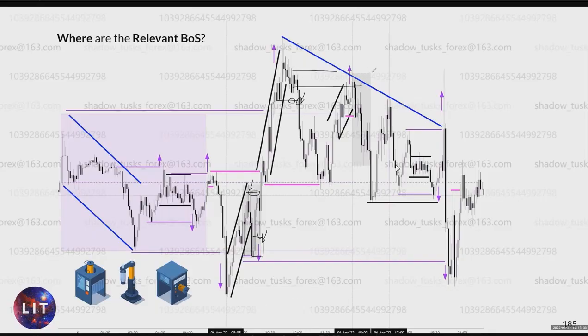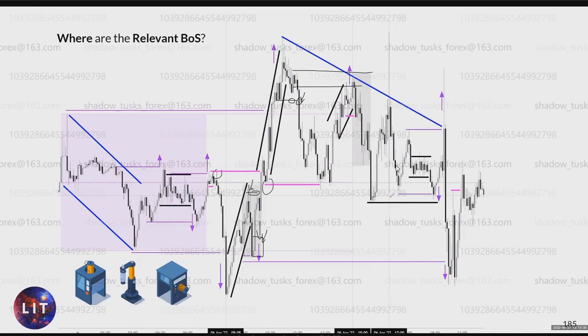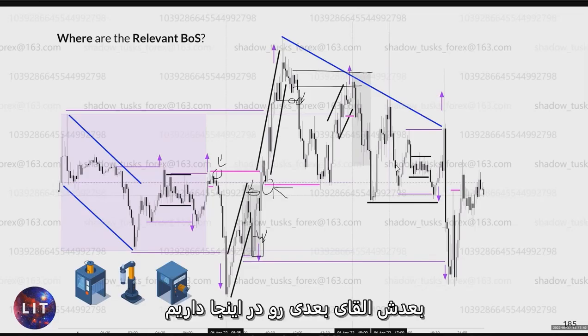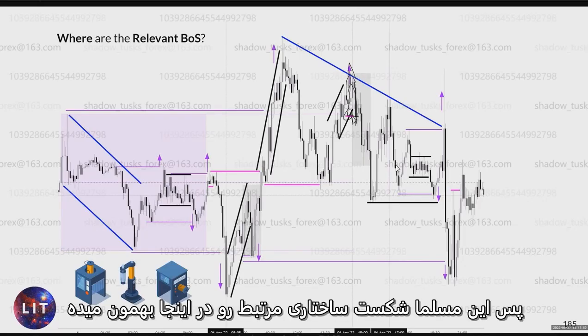Right, perfect. Okay, but of course, you can choose the extreme break of structures as well, just to get a feeling for it, and that would be here and here. Then we have the next inducement right here. That's the push that led to the inducement getting broken right here. So of course, this gives us the relevant break of structure in here.